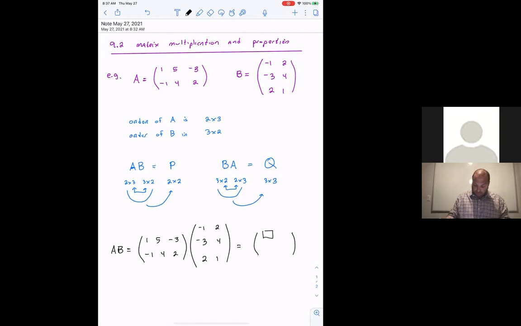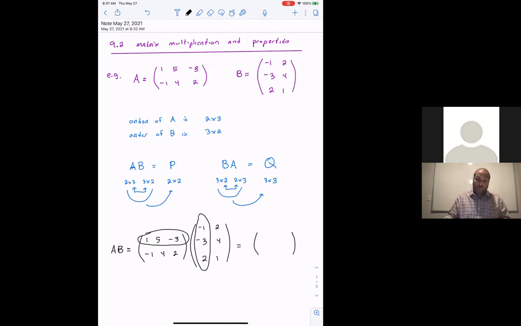So let's focus first on the first one. So here's how I like to do it. I ask myself, which row and which column is this number going to be in? Well, it's going to be in the first row and it's going to be in the first column, right? First row, first column. So what I do is I look at the first row of the first matrix and the first column of the second matrix. First row, first column.